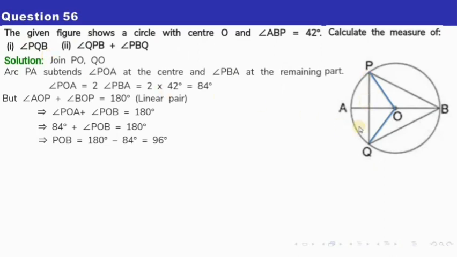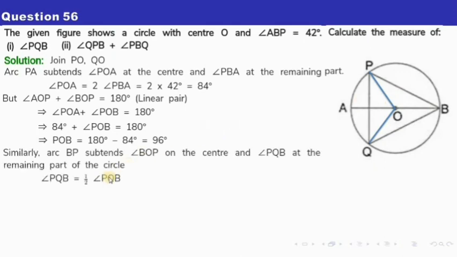So that's why this PQB, that is this angle, will be just half of this angle, isn't it? So that's what is mentioned out here. Alright, and how much is POB? POB turned out to be 96. So from here we get our PQB to be half of 96, which is 48 degrees. Alright, so this angle turned out to be 48 degrees.